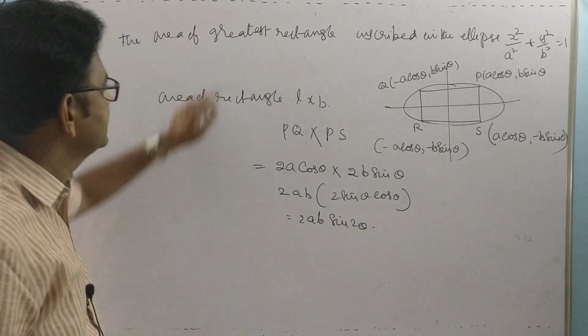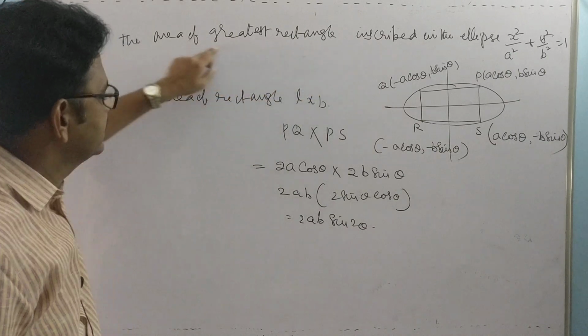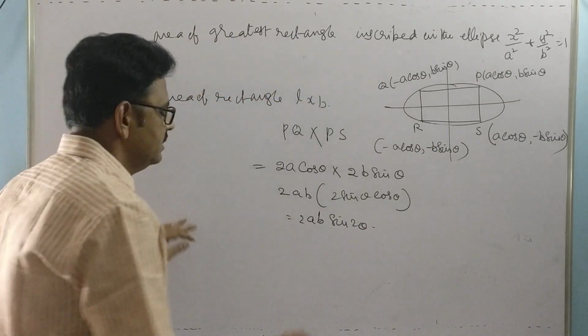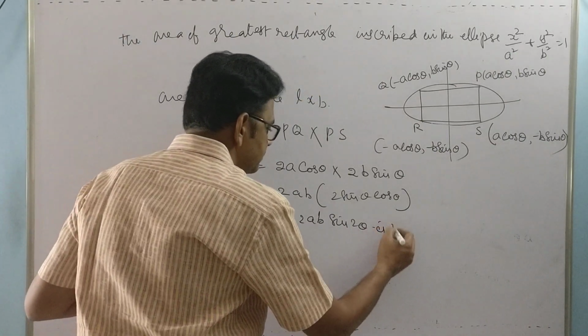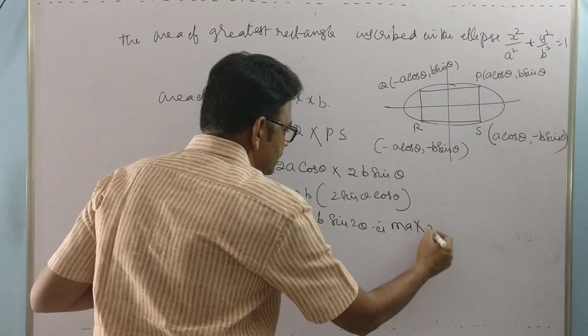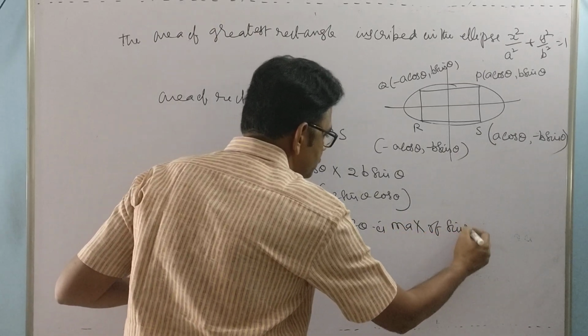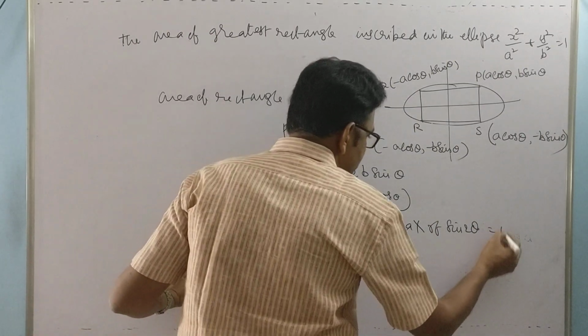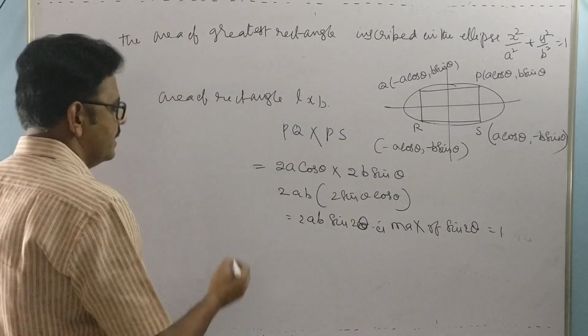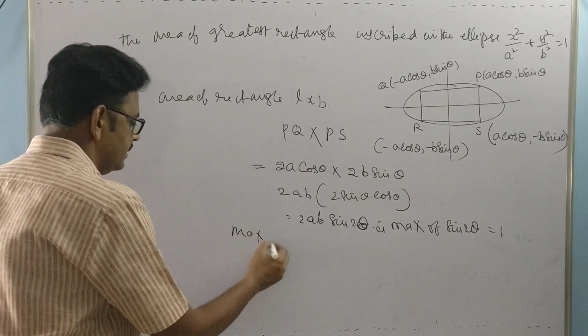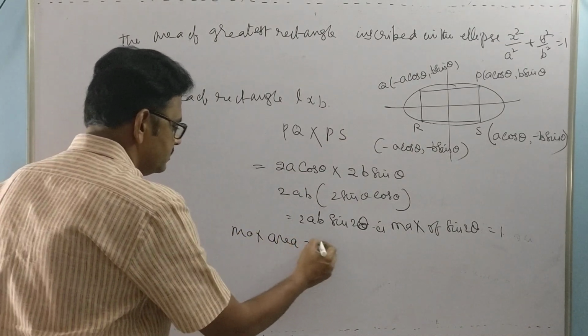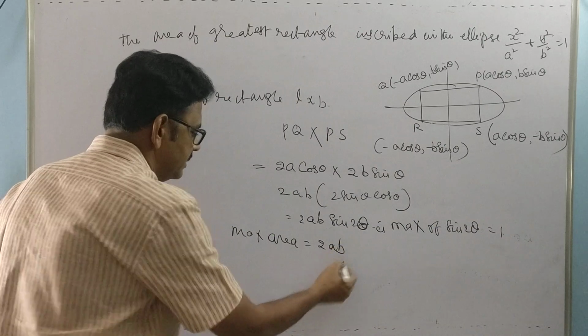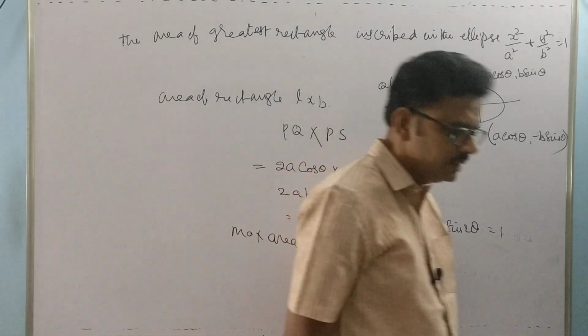Greatest rectangle means what? The area is maximum when sin 2 theta is maximum, that is, sin 2 theta, not sin square theta, is equal to 1. Therefore the maximum area is 2ab. Greatest rectangle means the area is maximum.